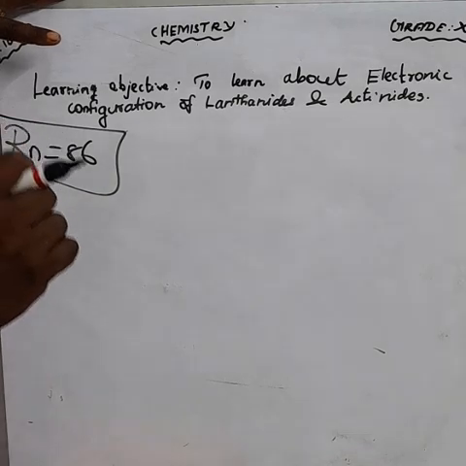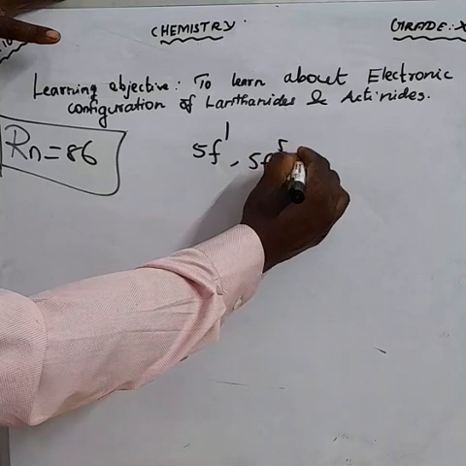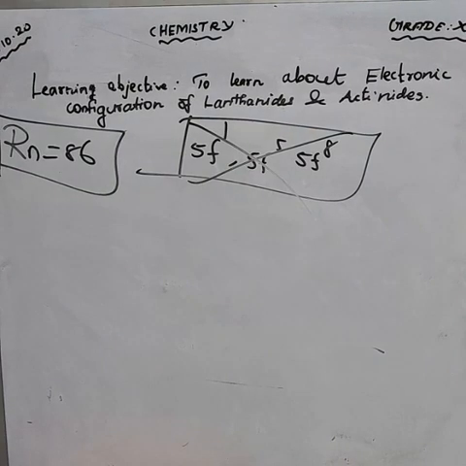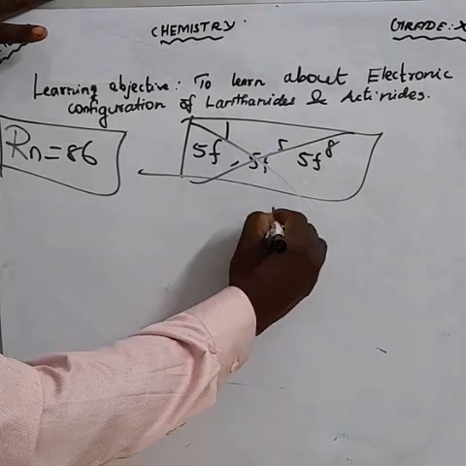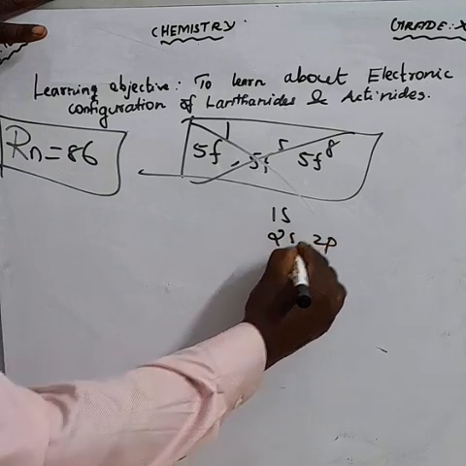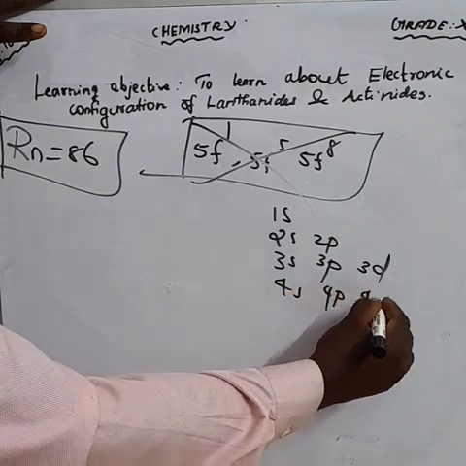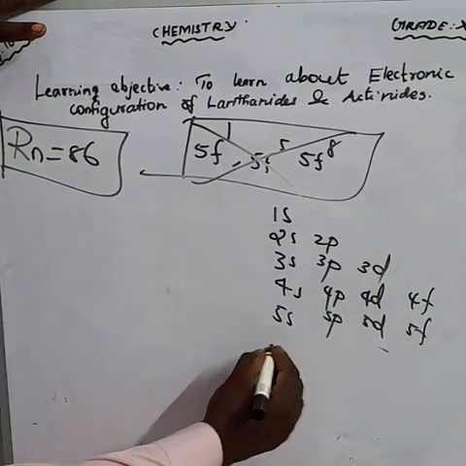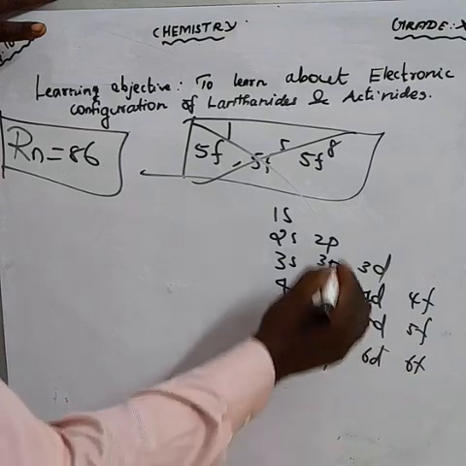Here also we should not write the configurations 5f1, 5f5 and 5f8. We cannot take these configurations. Here we shall write the configuration in order: 1s2, 2s, 2p, 3s, 3p, 3d, 4s, 4p, 4d, 4f, 5s, 5p, 5d, 5f, 6s, 6p, 6d, 6f, 7s.